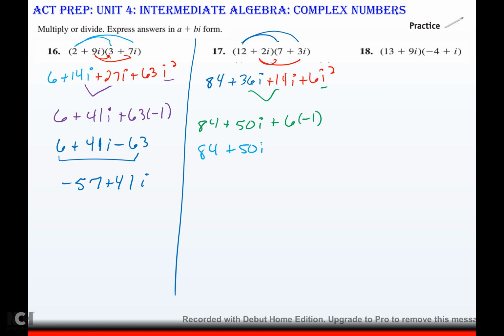84 plus 50i minus 6. That gives me 78 plus 50i.